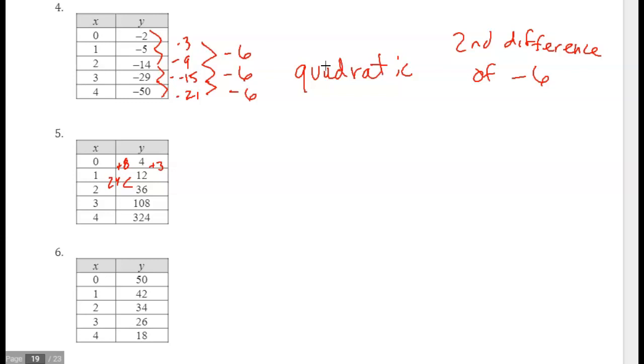But I can look here, and you guys are smart enough. 4 times 3 is 12. 12 times 3 is 36. 36 times 3 must be 108. So this one here is exponential.